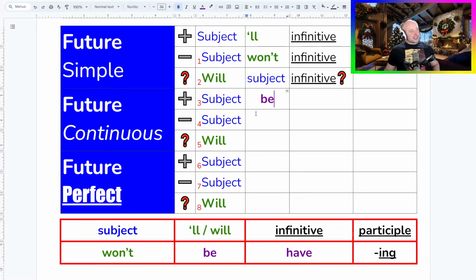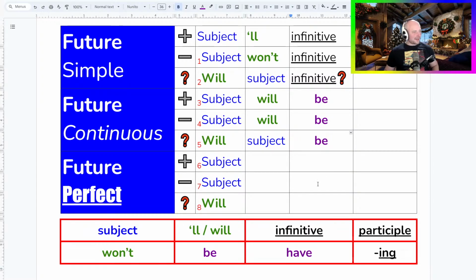And then for future continuous, we're going to say be. No, are we? Sorry. No, we need subject there. Oops. And we need will there. Oh my God. Rich making a fool of himself. There we go. It's a bit better, isn't it? This is where we have our be. That looks a bit better, doesn't it?